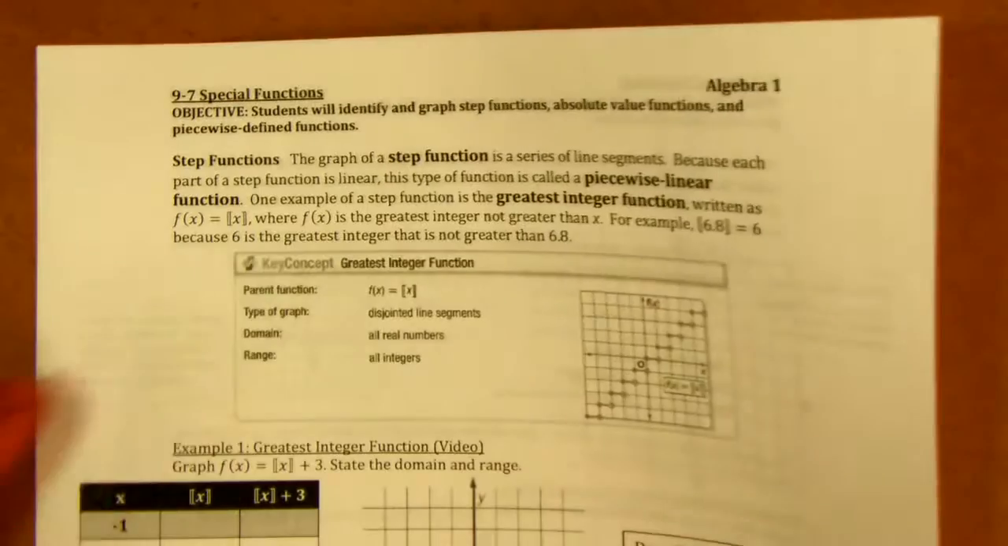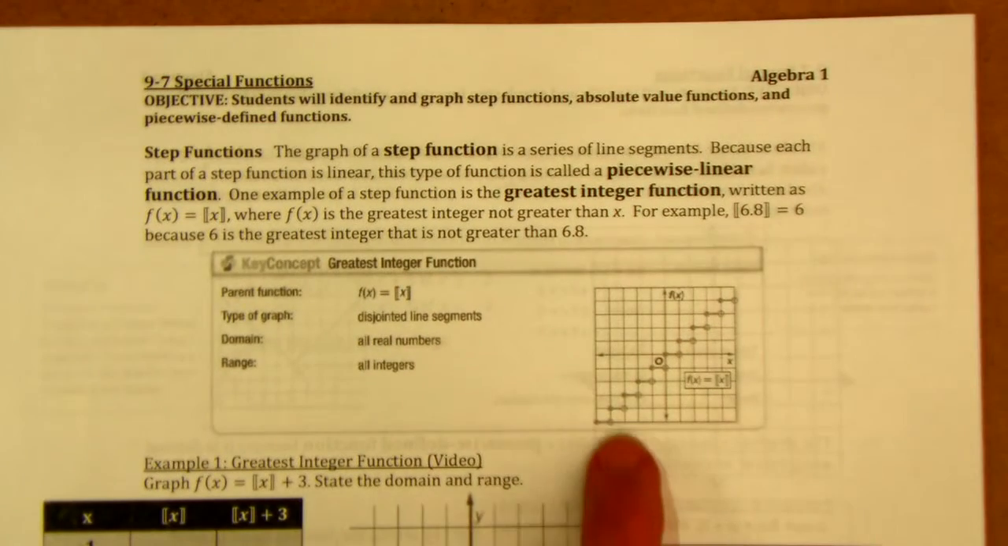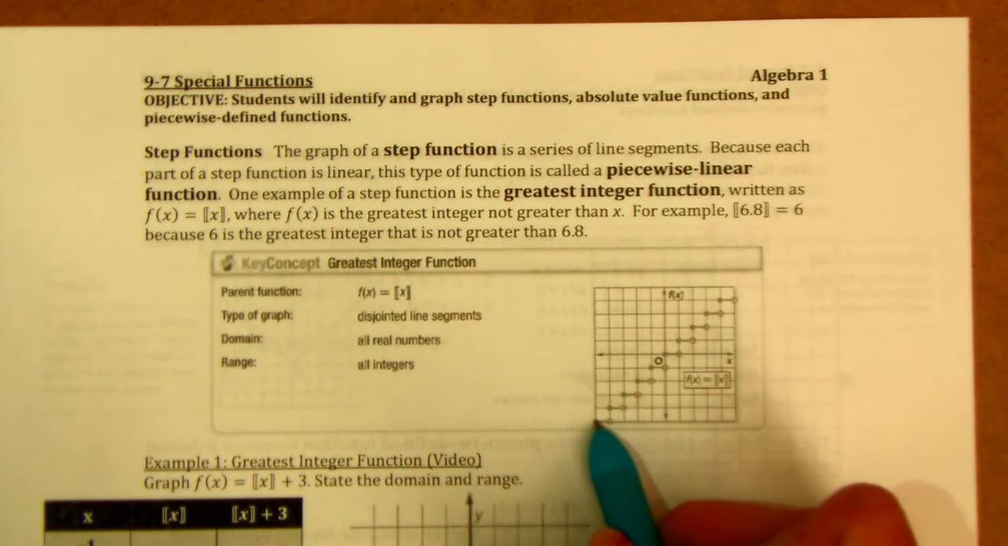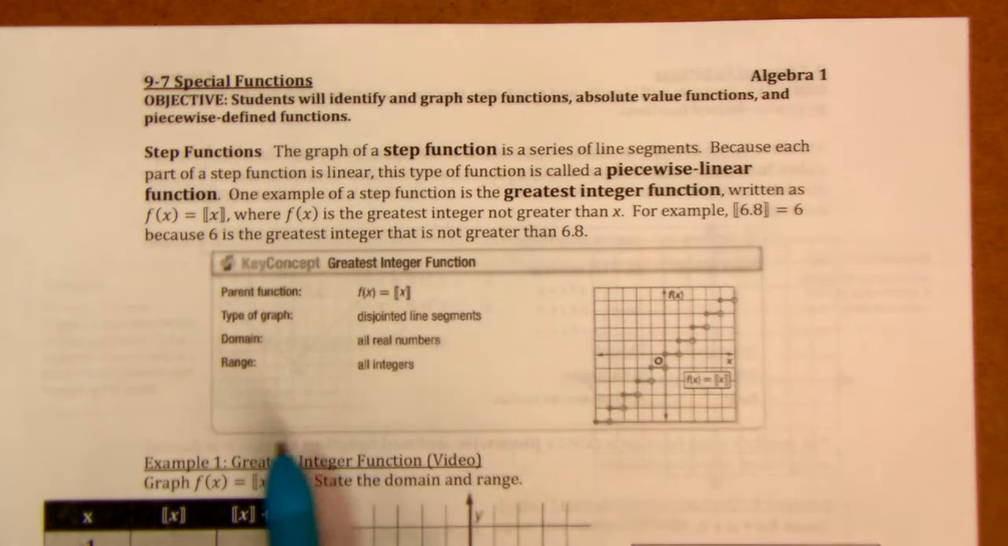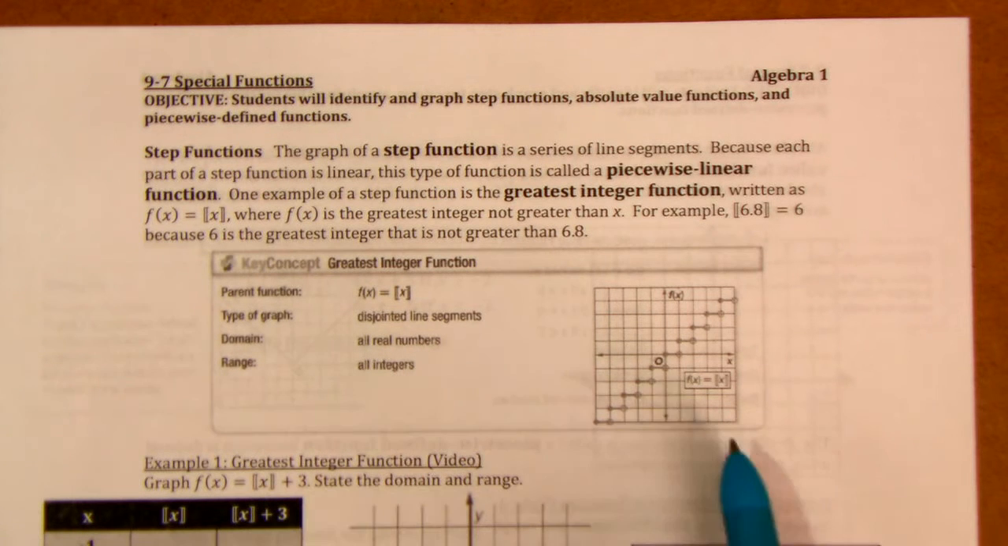And one of the circles is filled in, so it's equal to, and then the other one is open because you can't have it filled in both spots, okay? It's going to be disjointed line segments. The domain is always going to be all real numbers, and in this case, the range, if you look at all the y values, do you see how there's never any spots between because it has to be an integer?